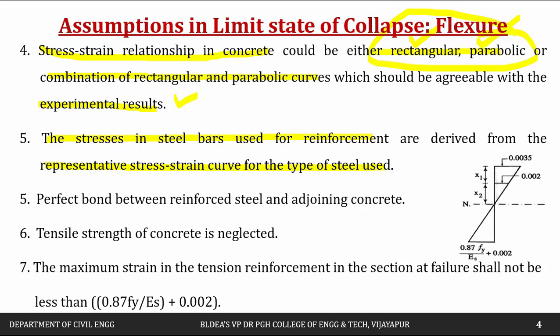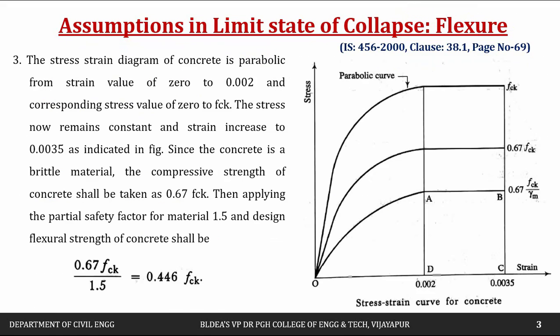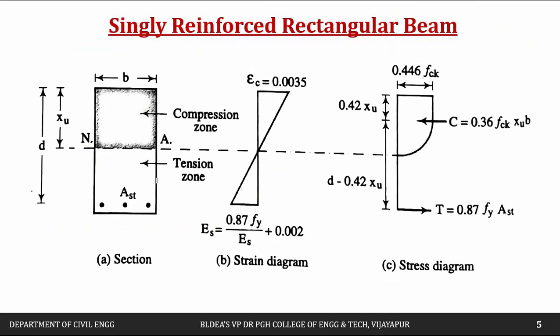Then next, perfect bond exists between the reinforcing steel and adjoining concrete. There should be perfect bond between the steel and concrete. Next, tensile strength of concrete is neglected. If you see the stress strain curve, below this also the concrete is going to take certain tension, but we neglect it; we assume that concrete is not going to take any tension.